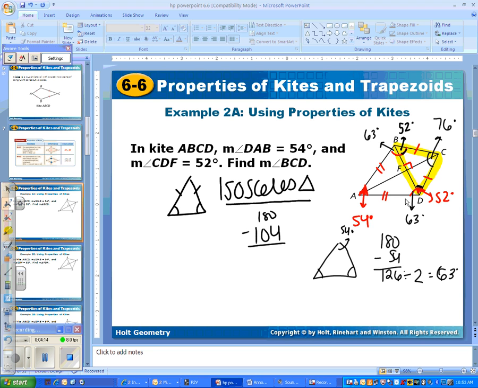All right, so we just found out what all the angles in this kite are. And to check your work, remember it's a quadrilateral, so if you add up all the angles, A, B, C, and D, they have to equal 360 degrees. So let's check our work.